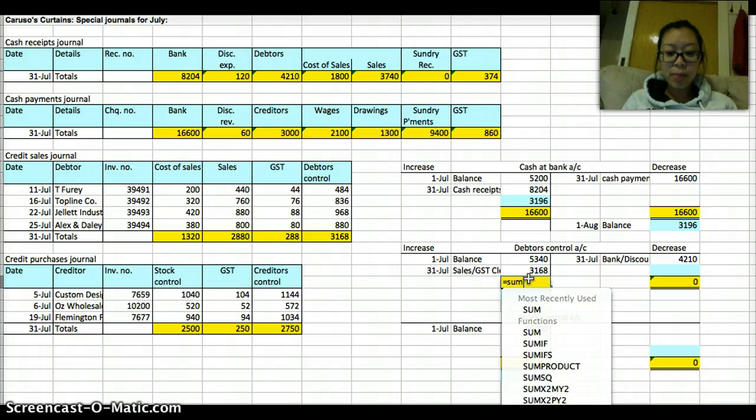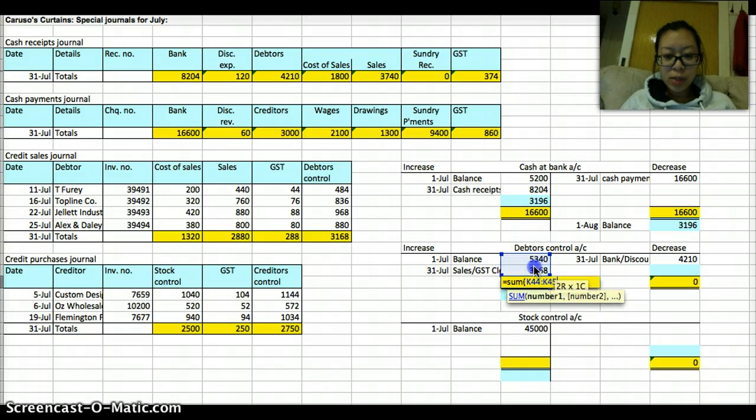We go equals sum. Highlight the 2 boxes we want to add up, close bracket. The formula adds up both sides for me. Then we go equals this box minus the one on top. And then we write balance here. And then we write the same number over here and the next month.